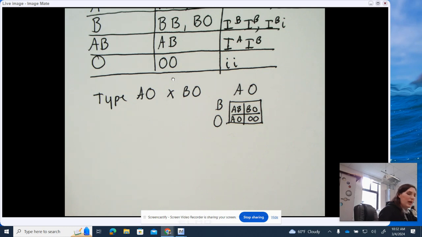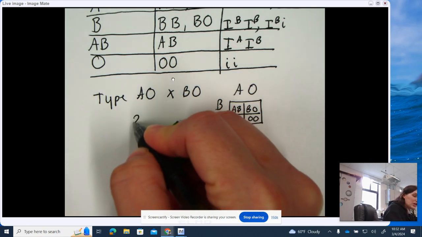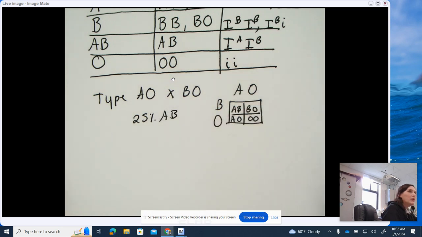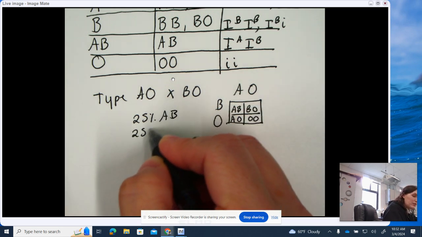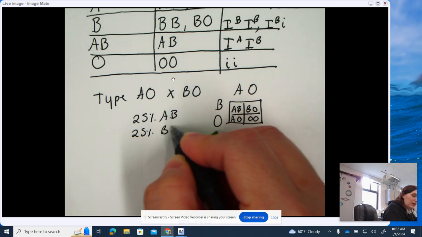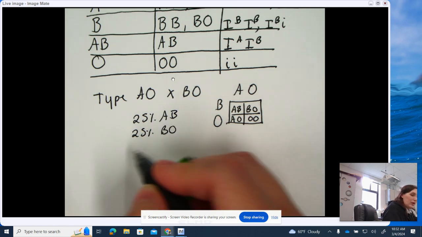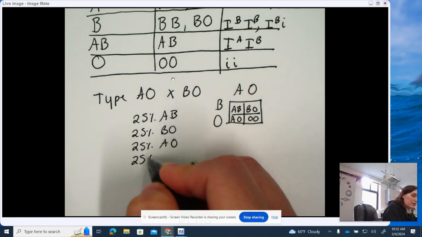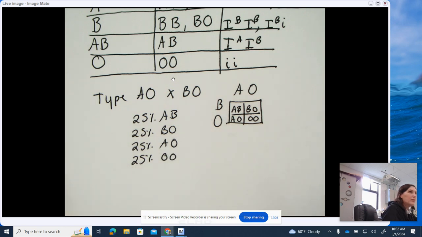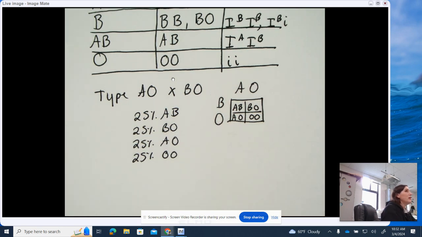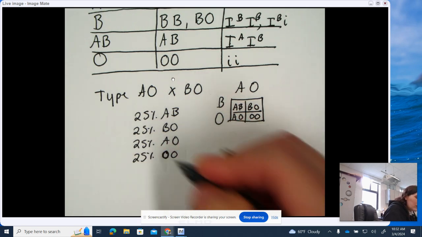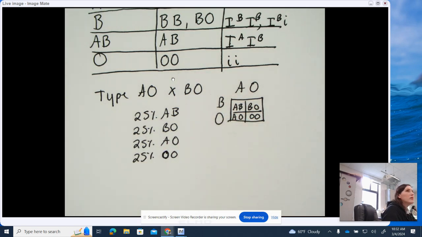All right, so we have a 25% chance of inheriting type AB blood. We have a 25% chance of inheriting type B blood, a 25% chance of inheriting A blood, and a 25% chance of inheriting O blood. Wow, that's a lot of different blood types. This is an O for those children.